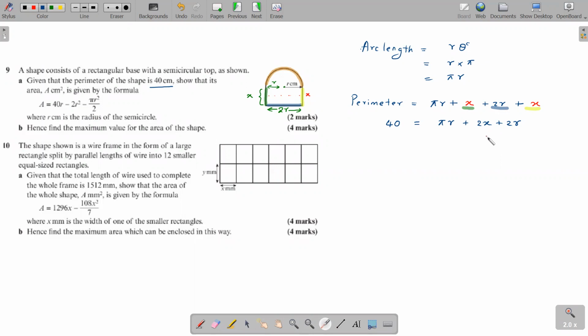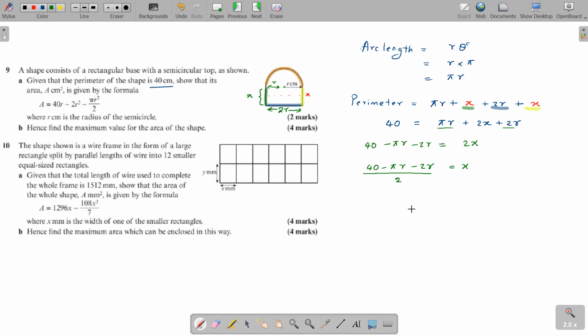The best thing to do here is to make x the subject, because x is the thing we don't want. We can remove x when we substitute into the other equation. So 40, I'll take the pi r here minus pi r, and I'll move the plus 2r as minus 2r, equal to x. That gives me x equals 40 minus pi r minus 2r, divided by 2. Do you understand? 40 minus pi r minus 2r divided by 2.